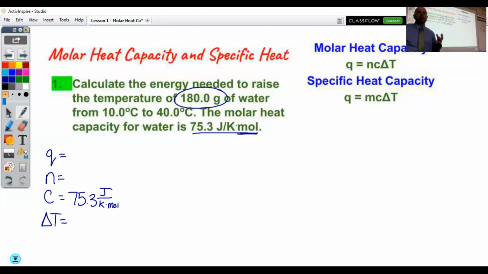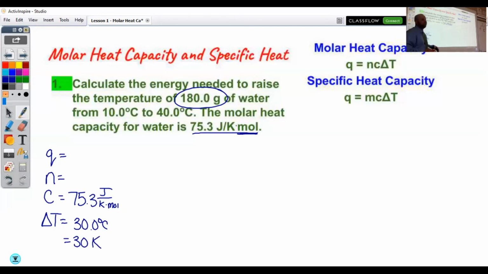Let's take a look at our difference in temperature. We go from 10 degrees up to 40 degrees. That's a difference of 30 degrees Celsius. So remember, if we're talking about a change in temperature, that's different than a temperature by itself. If we're talking about a change in temperature, so going from 10 up to 40, that's a difference of 30 degrees Celsius, which is equal to 30 Kelvin.